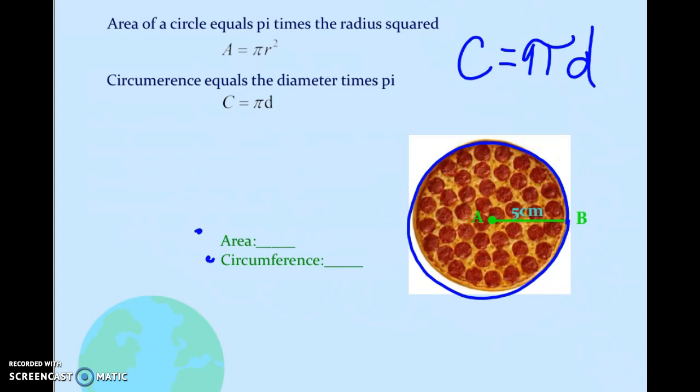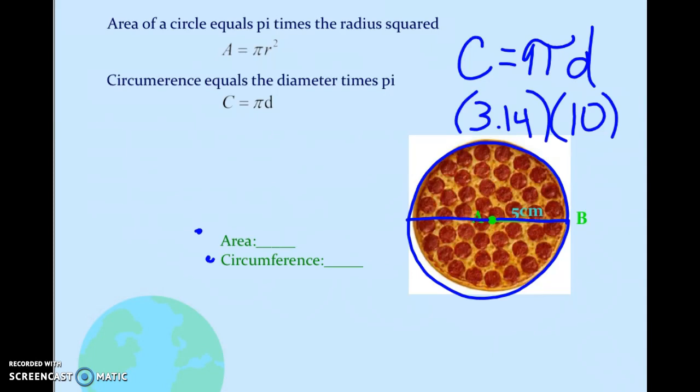So we're not given a diameter here, we're just given a radius. So we have to do what to find the diameter? We have to do 5 plus 5, or 5 times 2. So our diameter is 10, and pi is, of course, 3.14. So multiply 3.14 times 10 to get your circumference.